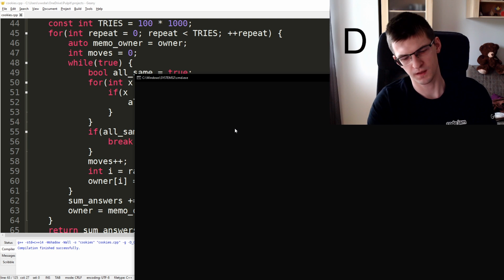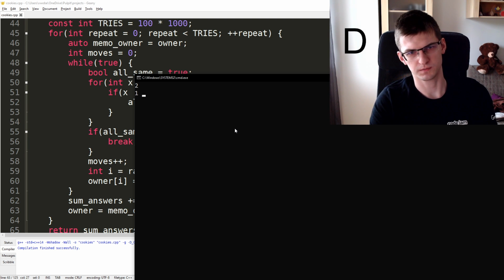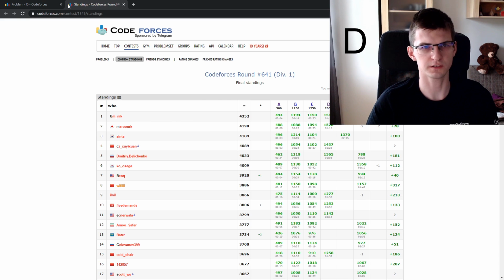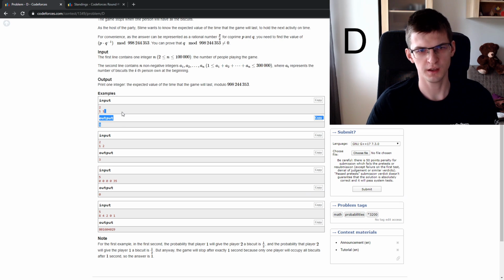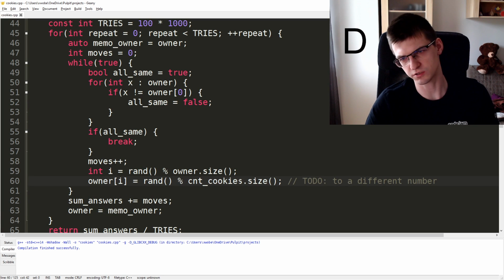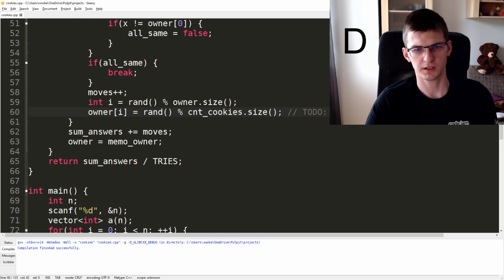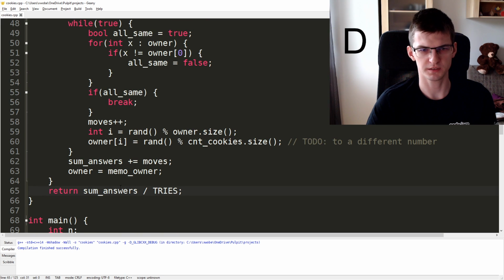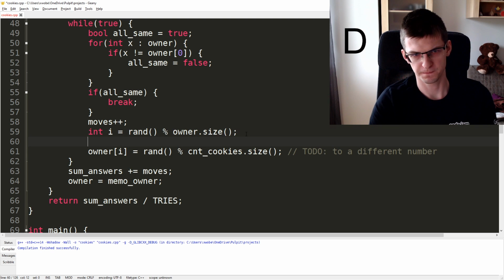Yeah, 2, 1, 1. I got 2. What's the correct answer from the problem? It's 1, because I have this. I need to change to a different number. But I claim that some answers divided by tries, that I need to at the end multiply by something.